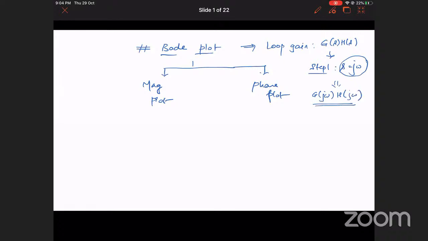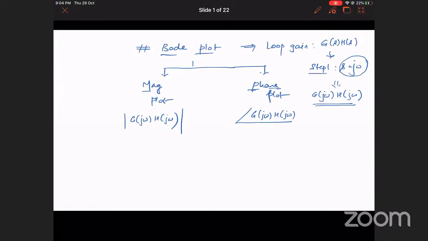Now from this G(j omega) H(j omega), I'm going to calculate two things: one is magnitude, the other is phase. For magnitude, I have to take the mod of G(j omega) H(j omega). And to get the phase, I have to calculate the phase angle, that is, take the angle of G(j omega) H(j omega).